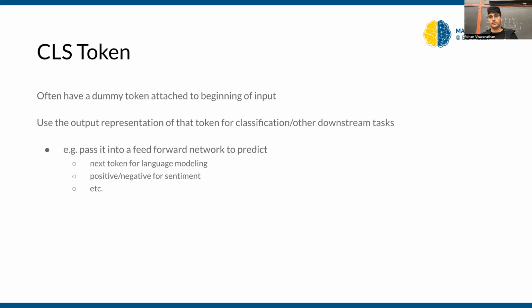Yeah, so another thing that is introduced is having a dummy token, which is attached to the beginning of input. This is often used if you are trying to predict the next token or the next word in a sentence. Say I take in a sentence like, "I loved this movie," and I want to do sentiment analysis on this sentence, which is a very common NLP task.